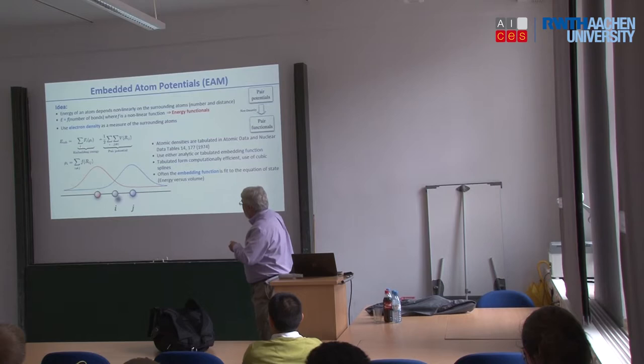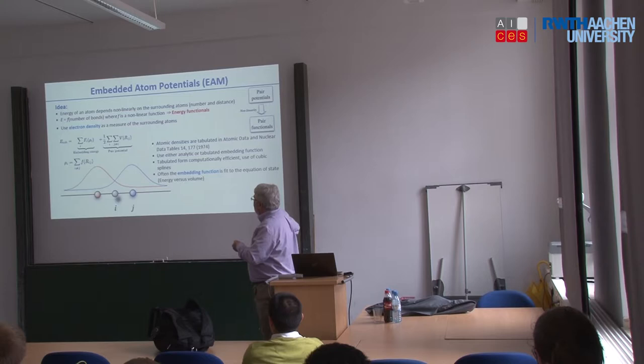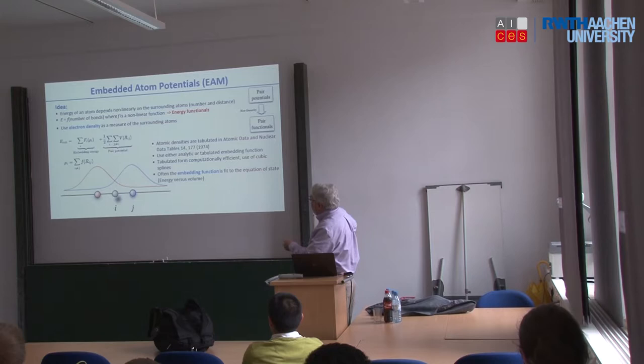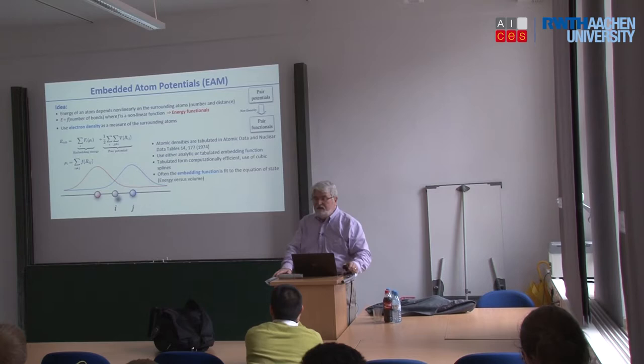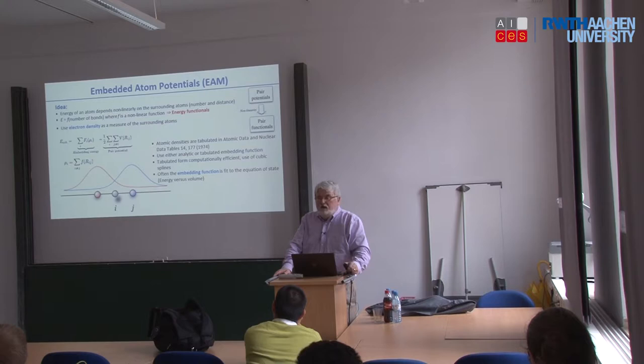And you can write this function here. You have to figure out what this function is. It can be either an analytic function, like this z to the 1/2 type thing, or it could be tabulated; F of rho would be proportional to the square root of rho. But all these functions have to be worked out. You have to write down specific forms for them, but there are techniques for doing that. This has now been developed over the last 35 years, and there are some very successful potential forms, which do a very good job of describing many, many properties of metals. Okay, those are the embedded atom method potentials.